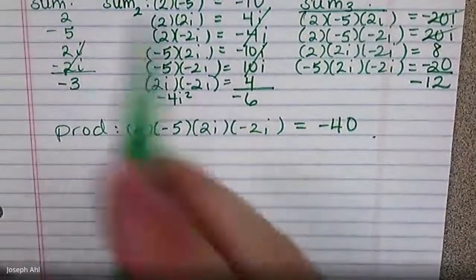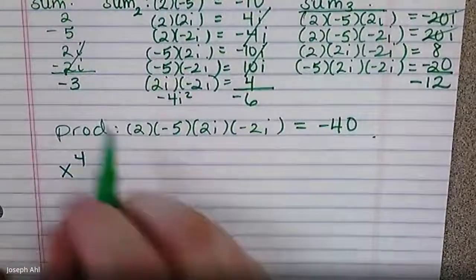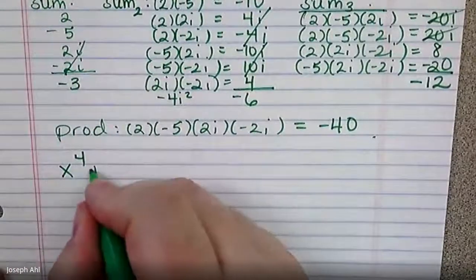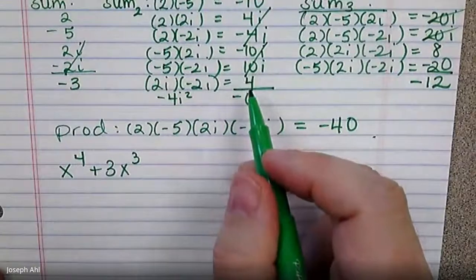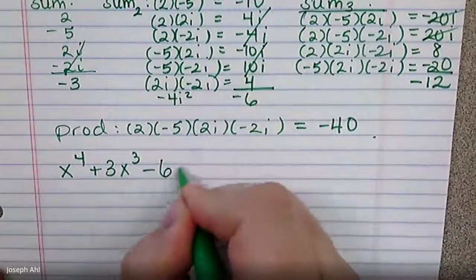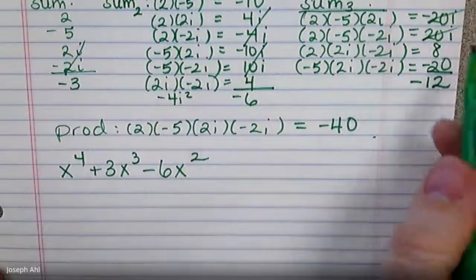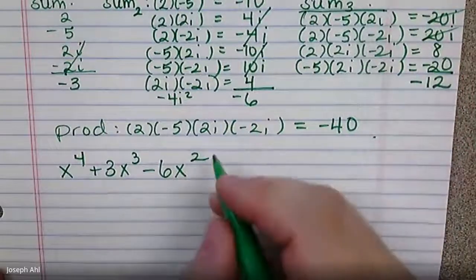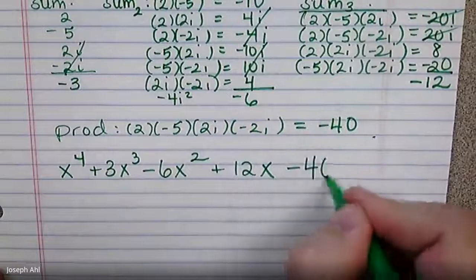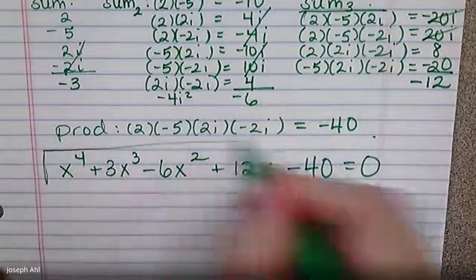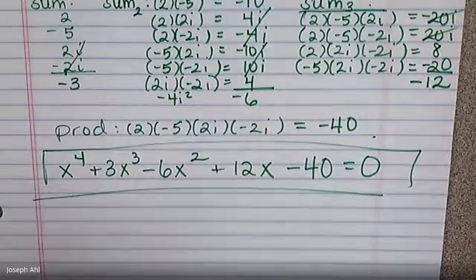Ready. Here we go. x to the 4th. Change the sum, plus 3x cubed. Keep the sum 2 at a time, so minus 6x squared. Change the sum 3 at a time, so plus 12x. Keep the product. Minus 40 equals 0. And we are done.